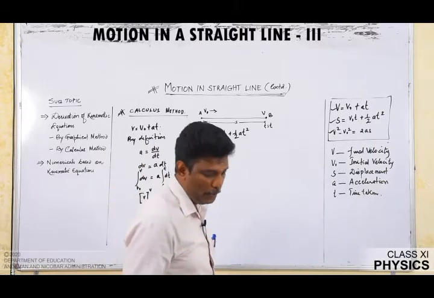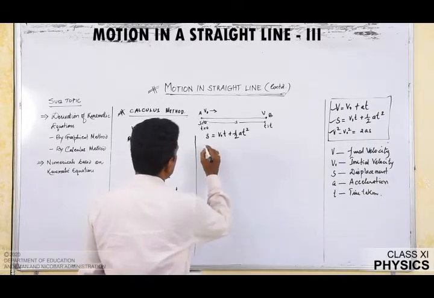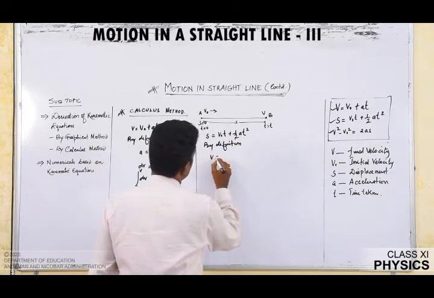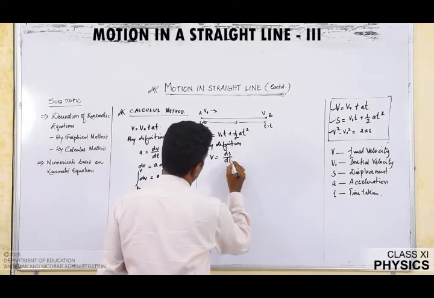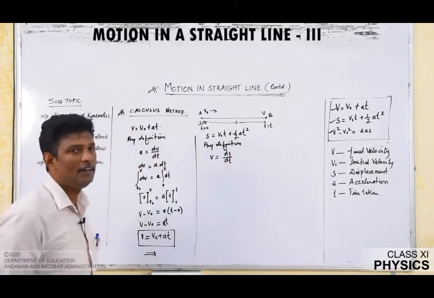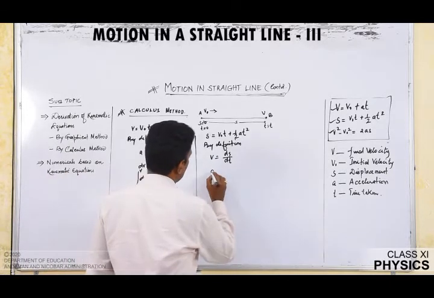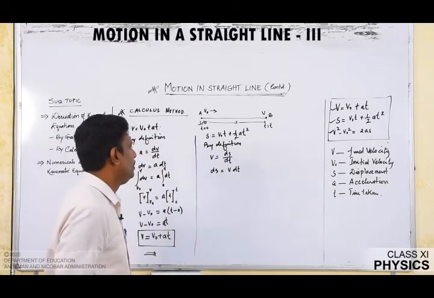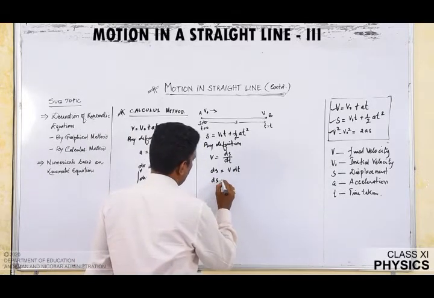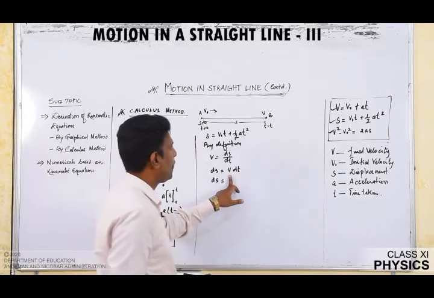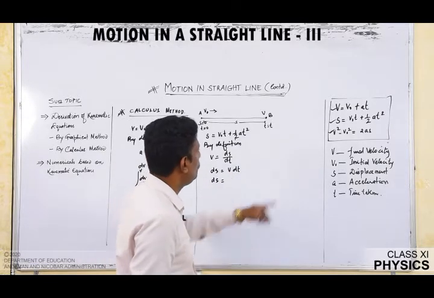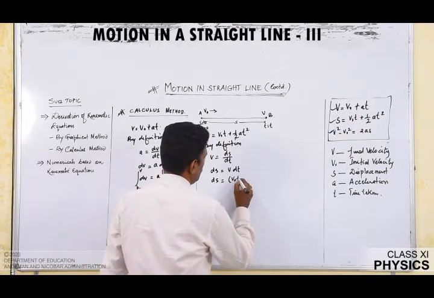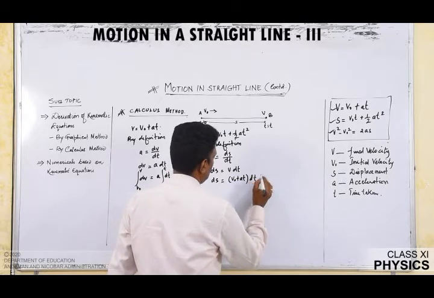velocity is equal to ds by dt. By definition, velocity is equal to ds by dt, that is rate of displacement. This can be written ds is equal to v dt. So, ds is equal to, we can write v, that is v is equal to v naught plus at, that we can write here, that is v naught plus at dt.